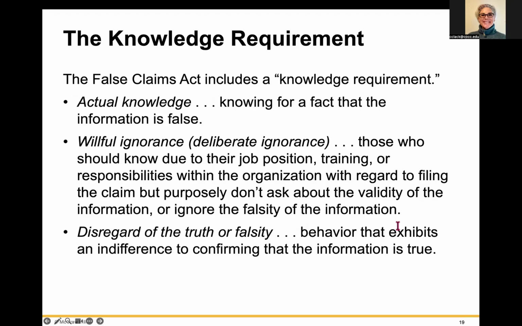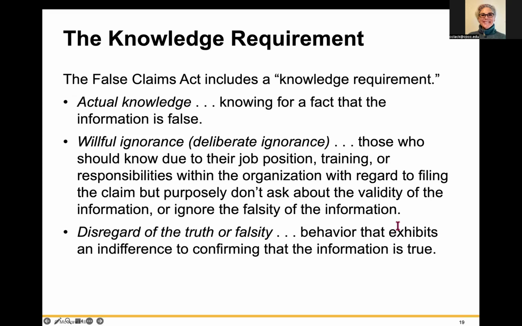So this is one of the most important concepts under the False Claims Act because people think FCA only applies when someone intentionally lies. But the law includes what is called a knowledge requirement, and it's broader than most people realize. The idea is this: under FCA, a person or organization could be liable not only for actually lying, but for submitting claims when they should have known better and chose not to verify. Think of them as three ways the FCA defines knowing.